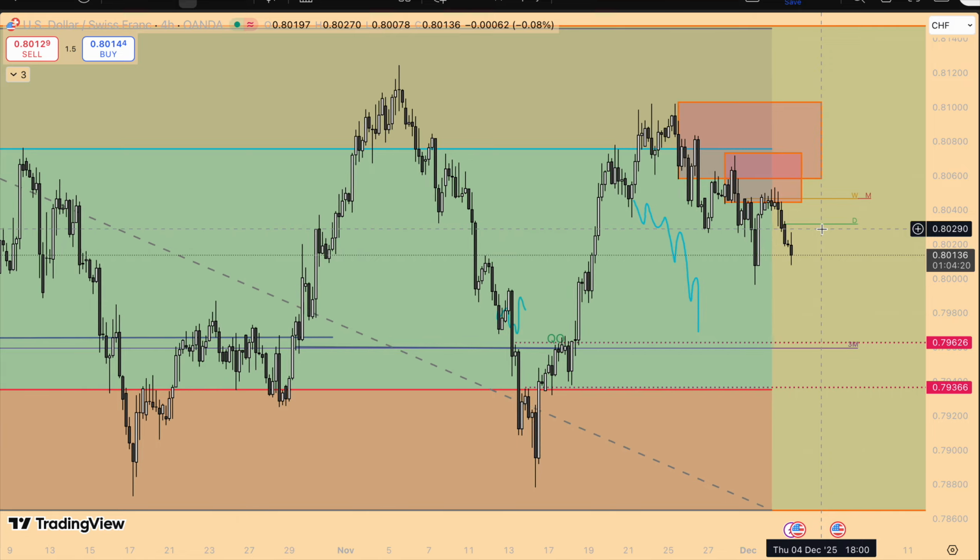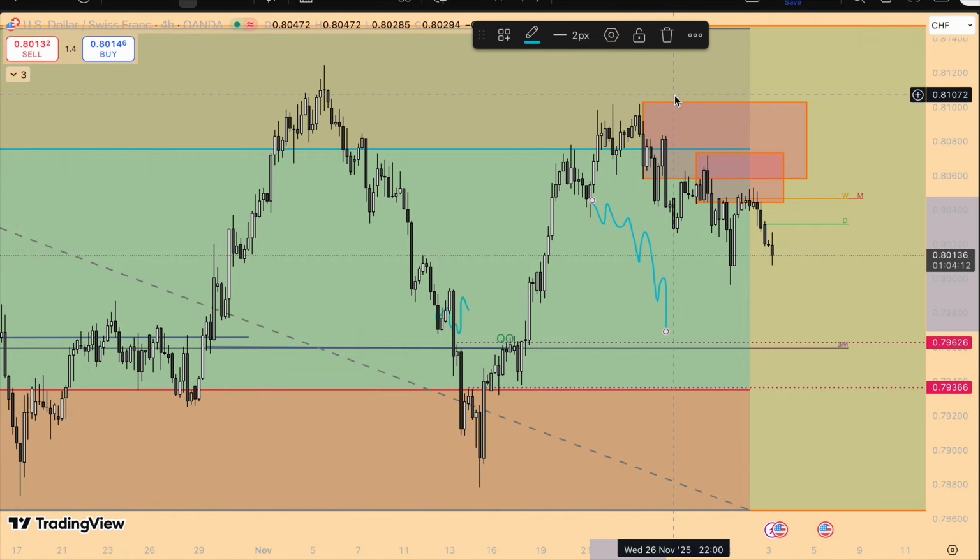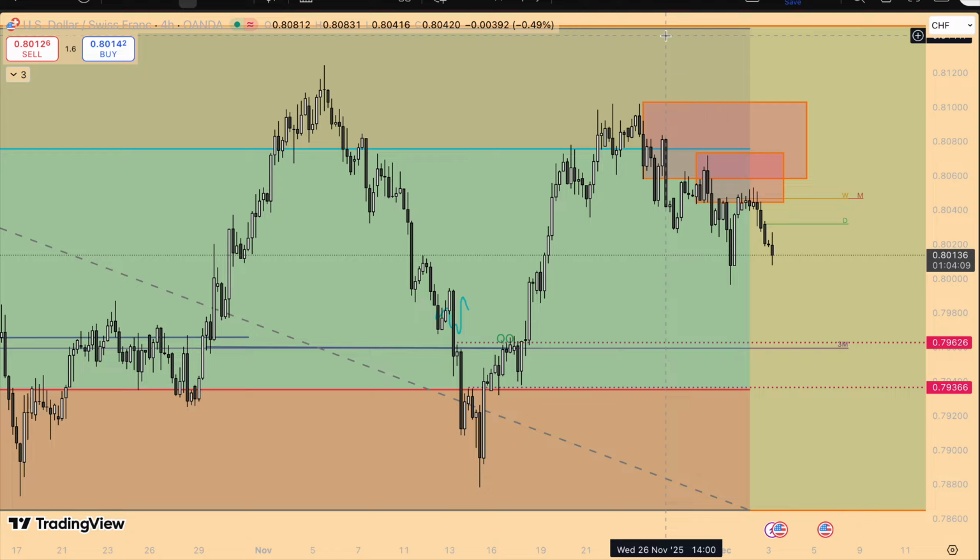Similar story with USD CHF, guys. If you're in this position, congratulations. As we've been calling this, right, guys? You can see from here we've been calling this, right? So if you're in this position, congratulations. I think you should be at 1 to 1.5 or almost 2% at the moment.